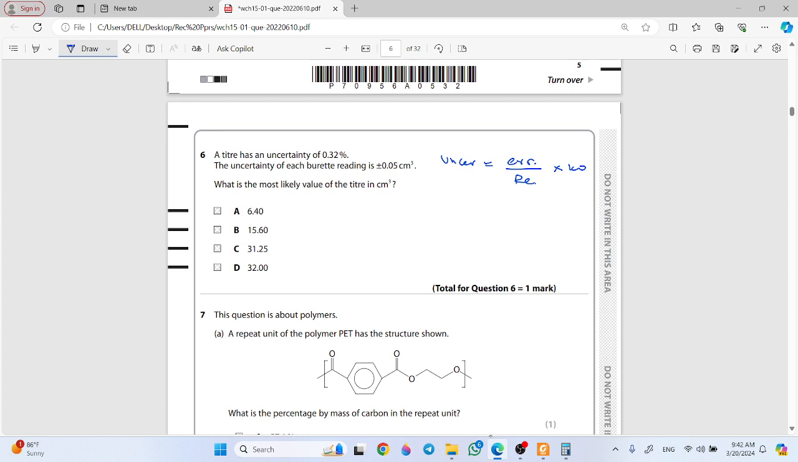But if you take the reading once, for example with a pipette, we don't need to multiply by 2. Keep it in mind. Now here in the question it says, children, uncertainty of each burette reading. So obviously we are taking final and initial readings. So we'll substitute that. Percentage error is 0.32 equals error, which we have to multiply by 2, over reading, into 100. So take the reading over here, children: 0.05 times 2 over 0.32, multiplied by 100. Right. So that's how we get 31.25. So the answer is C.